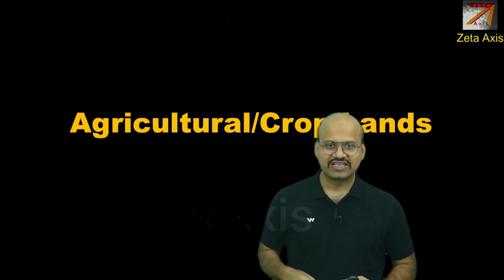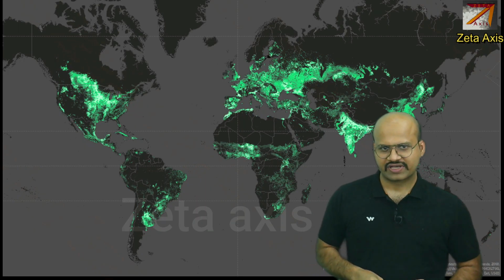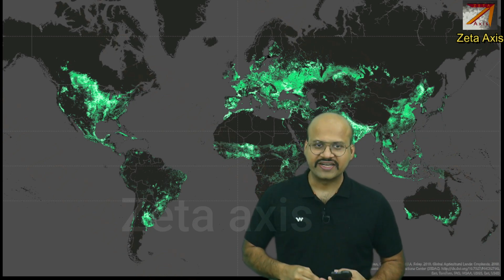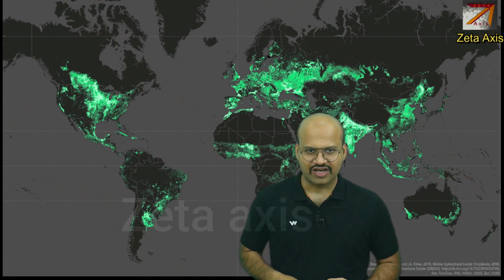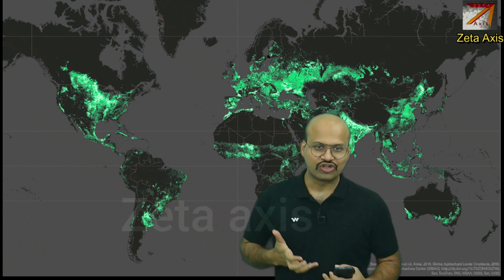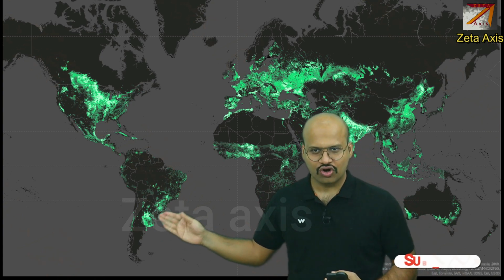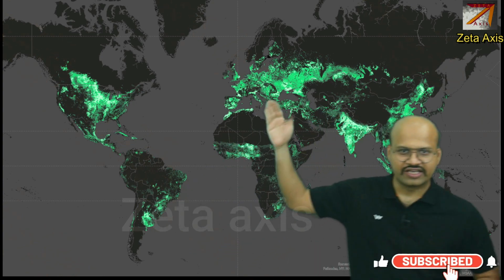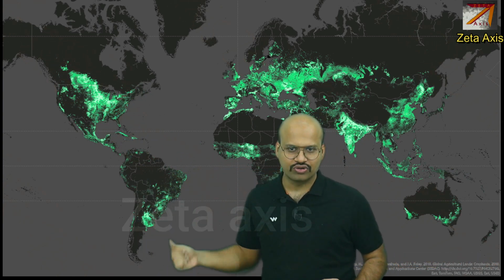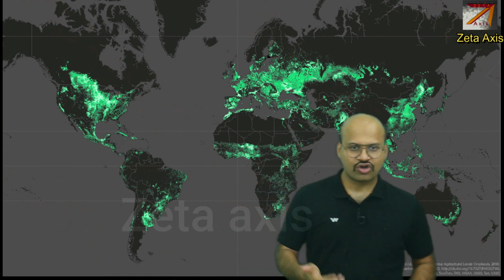So let's first see the agricultural croplands of the South American continent. In this green color, we can see the croplands across the globe. The croplands indicate the total amount of area used for cultivation of crops. Here in South America, we can see that not a very large portion of the continent is used for crop cultivation, as we can see in Europe, India, or even the United States of America. Here we see only a very small portion of land is used for crop cultivation.